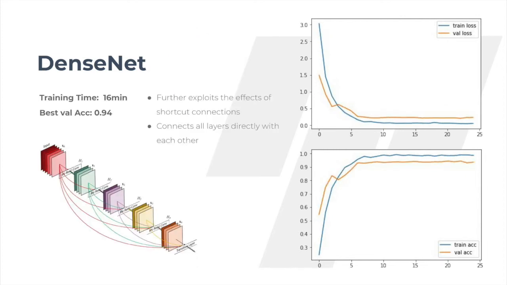The third model we use is DenseNet. It is similar to ResNet. It further explores the effects of shortcut connections and connects all layers directly with each other. The inputs of each layer consist of the feature maps of all earlier layers, and its output is passed to each subsequent layer. The best validation accuracy we get with this network is similar to ResNet. However, the average training time for DenseNet is much longer.